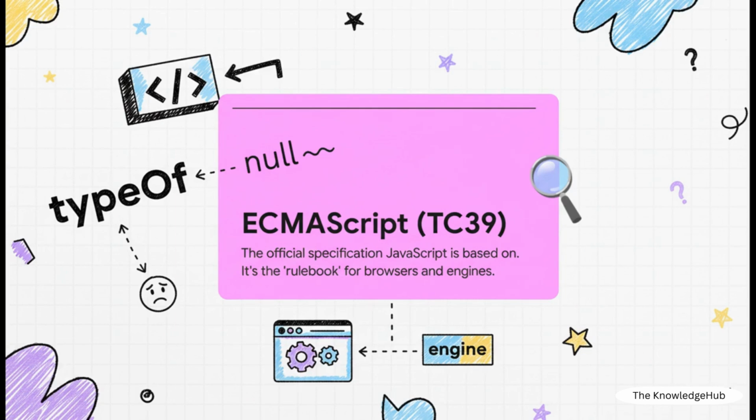This is the official spec, the rulebook that JavaScript is built on. It's maintained by a group called TC39. So when you run into some bizarre behavior in your code, chances are it's not actually a bug. It's a feature that's written down plain as day in the ECMAScript standard. It's the ultimate source of truth.